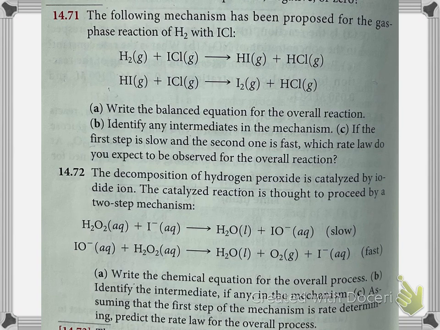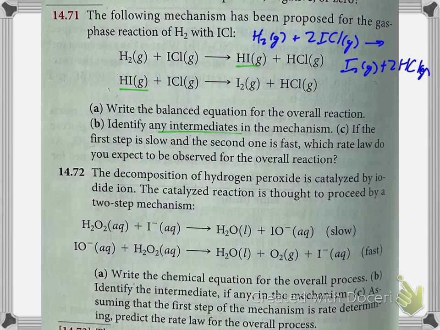All right. What about this one? If H2 plus ICl yields HI and HCl, and then that HI then turns around and reacts with more ICl to form iodine and more HCl, what would the overall balanced chemical equation be? Well, we simply ignore intermediates that cancel out, which in this case is HI, and then add what's left. So we'll have an H2 plus 2 ICl's yield an I2 and 2 HCl's. That's the balanced chemical equation for the overall reaction.